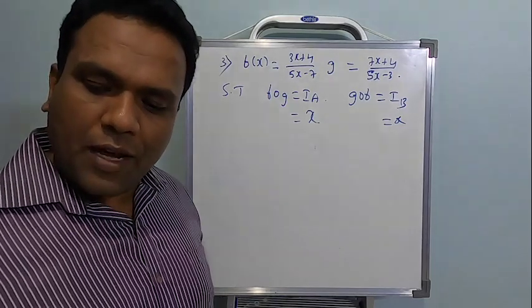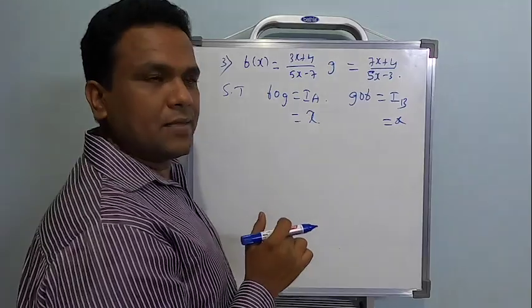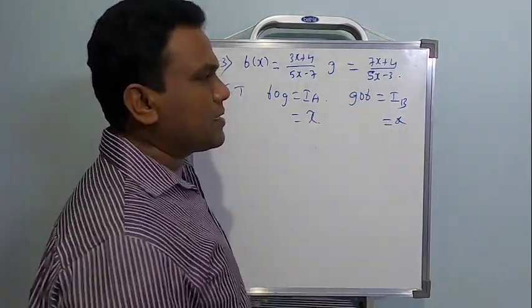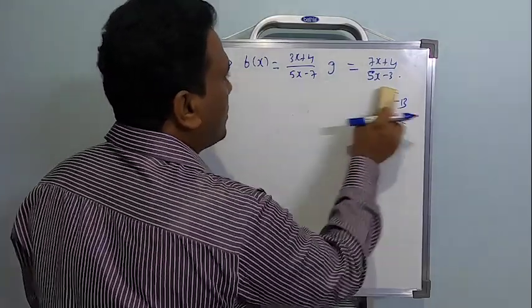They have given what we have to prove exactly. That means when I compose f of g, I should be getting x. When I compose g of f, in such case also I should be getting x only. So we have to show that. Okay, so let me just try.